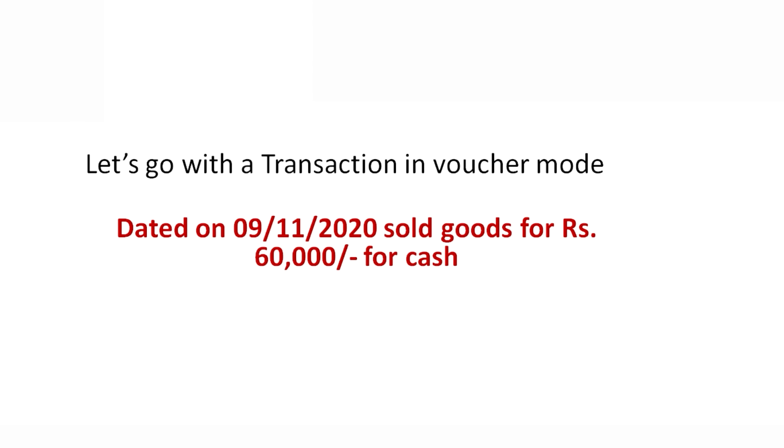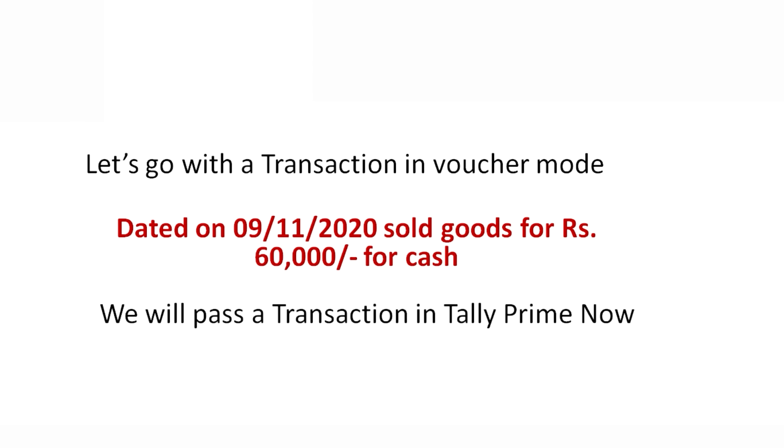The transaction says, dated 9/11/2020, sold goods for rupees 60,000 for cash. So here we require one sales ledger and a cash ledger. As we know, the cash ledger is a default ledger, so there is no need to create a cash ledger. We go with a sales ledger. So let's pass the transaction in Tally Prime.